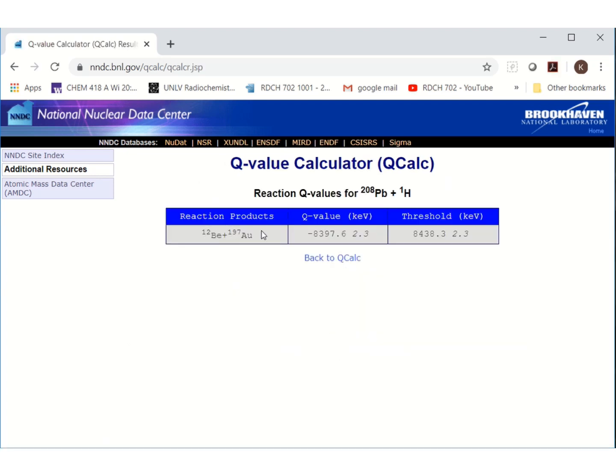Okay, so the reaction shown here is lead plus a proton makes gold plus beryllium-12. The Q value is negative 8397 keV. It also gives us something called the threshold energy, which we'll describe when we talk about nuclear reactions. What this tells us is that this reaction is not energetically favored. If we want to turn lead into gold, we'd have to have energy added to the system.